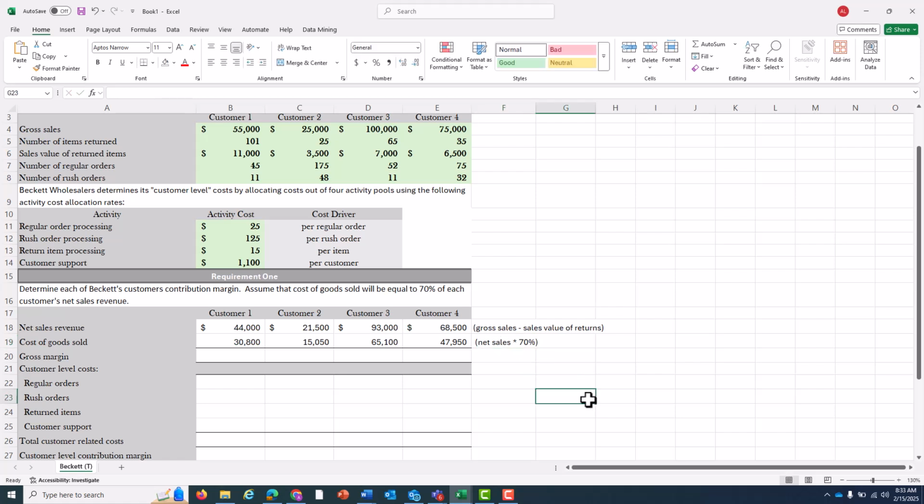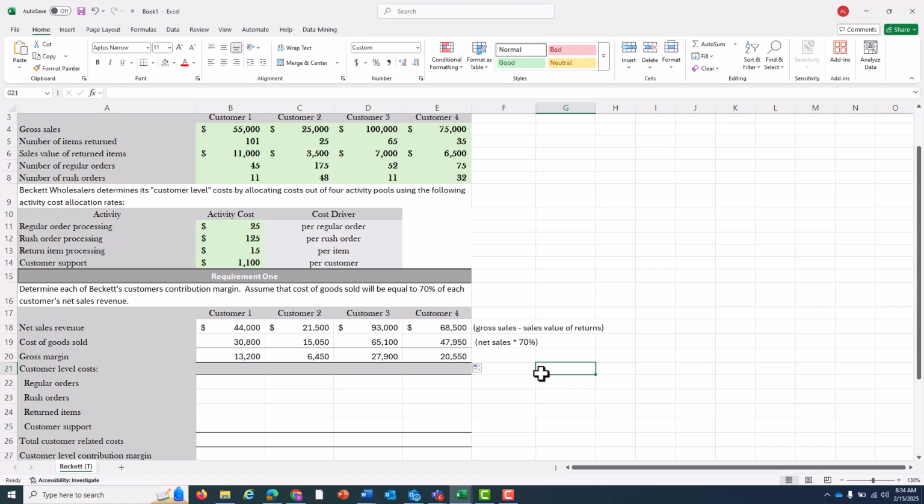So now we can identify each customer's margin. Customer 1, we sold things to them, net of their returns, for $44,000, which cost us $30,800 to manufacture, which means our margin on sales for customer 1 during the period ended up being $13,200. For customer 2, we sold them $21,500 worth of goods that they did not return. Our cost to produce those goods was $15,050, which means the gross margin for customer 2 was $6,450. And by that same mathematical process, we see that the gross margin for customer 3 was $27,900, and the gross margin for customer 4 was $20,550.